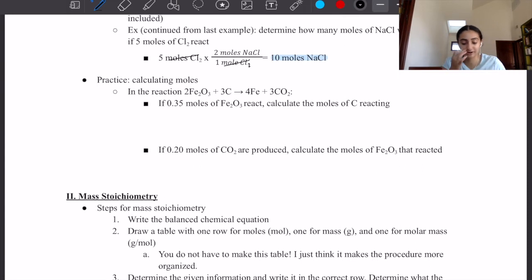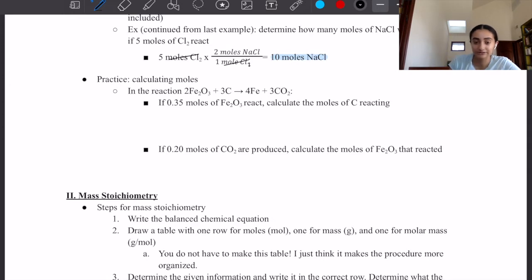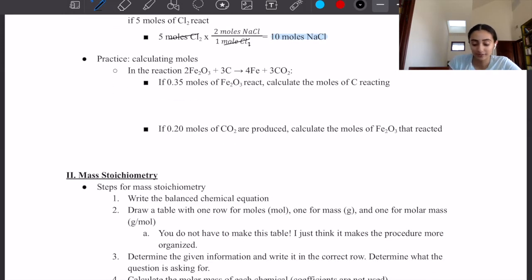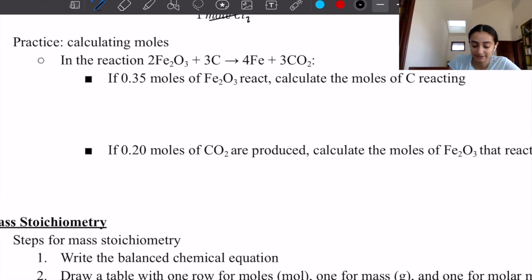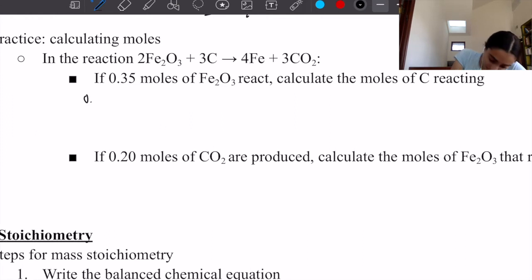So now we're going to do some practice. In the reaction, 2Fe2O3 plus 3C yields 4Fe plus 3CO2, if 0.35 moles of Fe2O3 react, calculate the moles of carbon reacting. So I'm going to start by writing 0.35 moles of Fe2O3. And remember, the units for moles is just mol. And then I'm going to multiply by my conversion fraction.